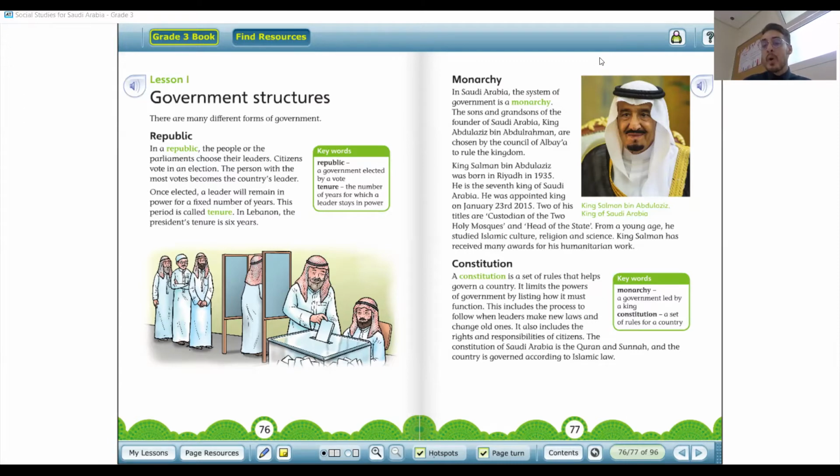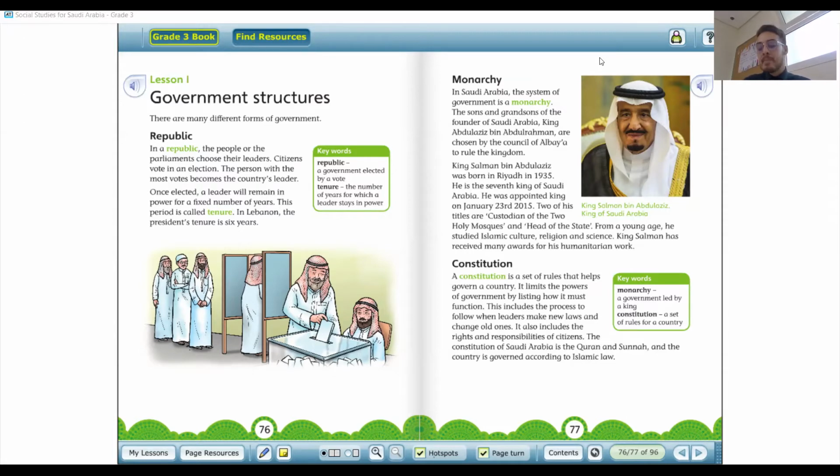But also with a monarchy there is a line of succession whereby, for example, you know that King Salman's son is Muhammad bin Salman, who is the crown prince. He's next in line for the throne, so he's going to become king when his father is no longer with us. So that is the line. The line of succession can change.